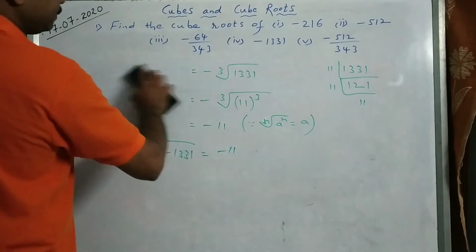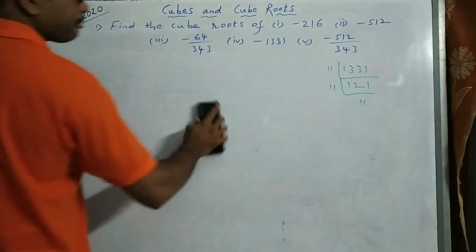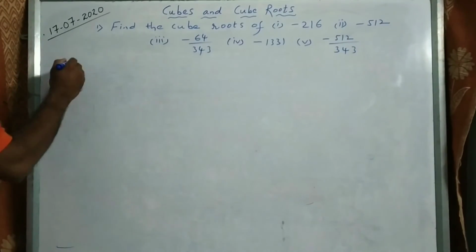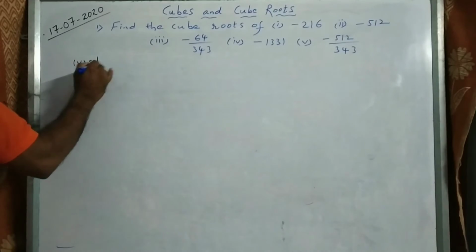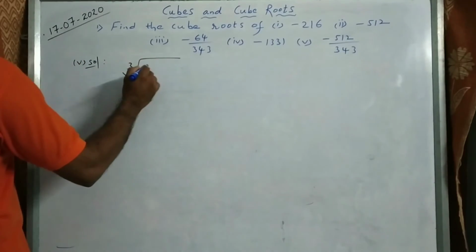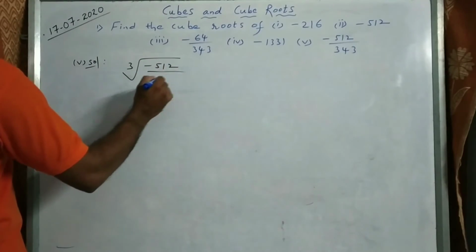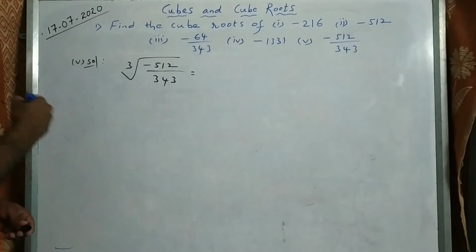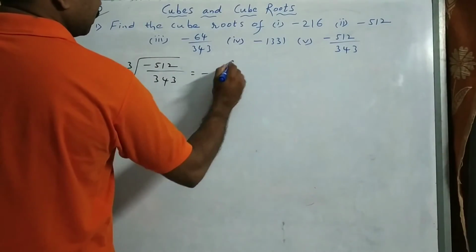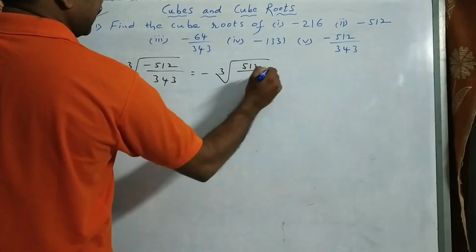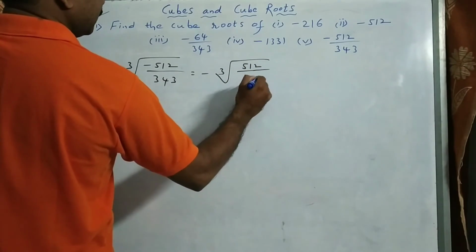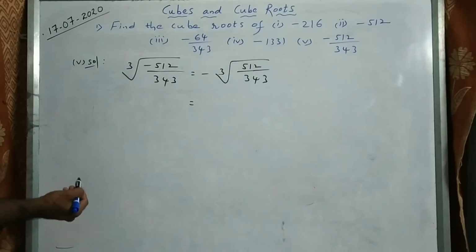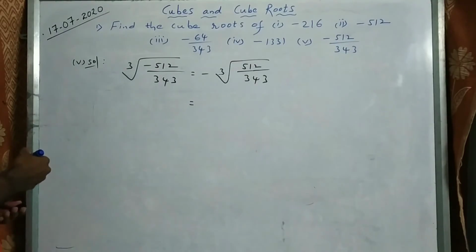Fifth one, solution. Cube root of minus 512 by 343. First I will bring the minus outside. Minus cube root of 512 by 343. Because the cube root of a negative integer is always negative, that minus can be brought outside.